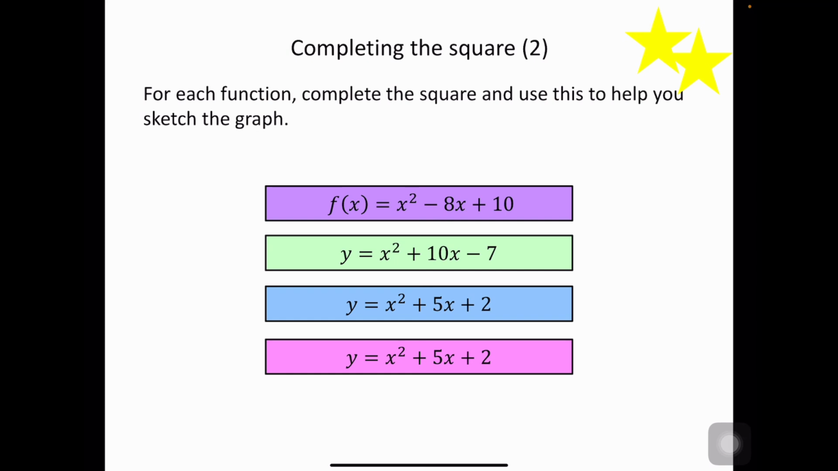So maybe have a go at answering these questions. Complete the square. It's a nice practice for you to practice completing the square, and then transform those. Start off with y equals x squared, of course, and using the functions in this form, work out where these four graphs will be located.